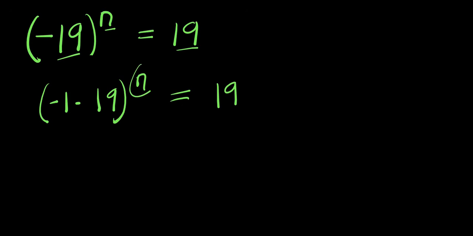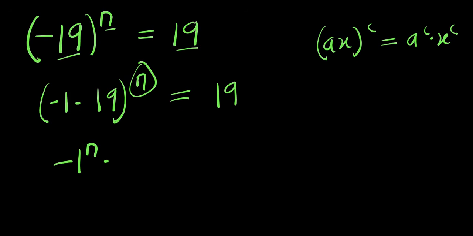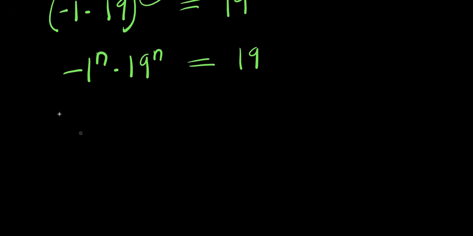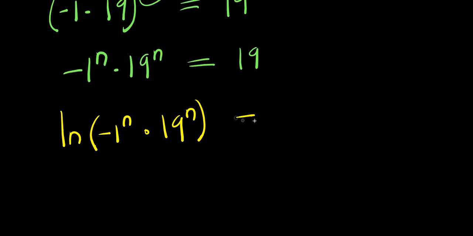Now, I can decide to distribute this n to each of the terms here. Remember, a times x raised to the power of c equals a power c times x power c. So this will be negative 1 power n times 19 power n equals 19. Let's introduce natural log. I have natural log of negative 1 power n, then times 19 power n equals natural log of what? 19.